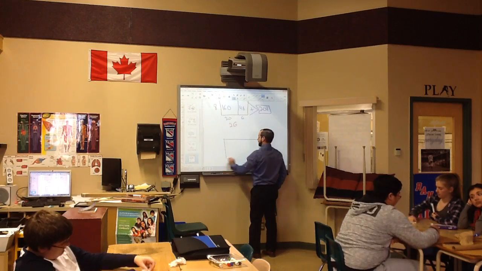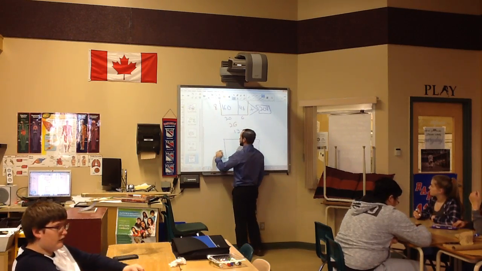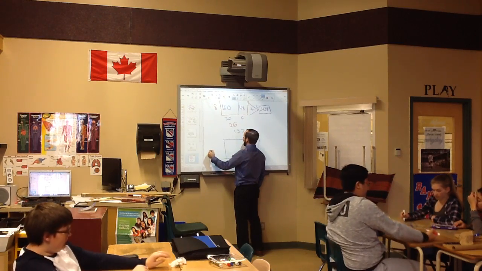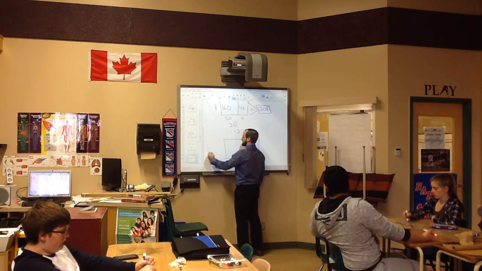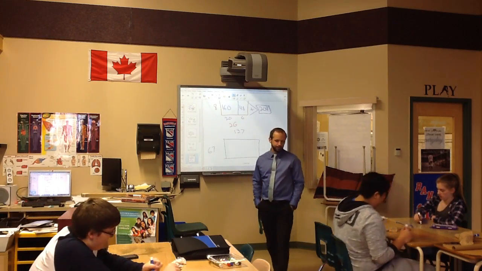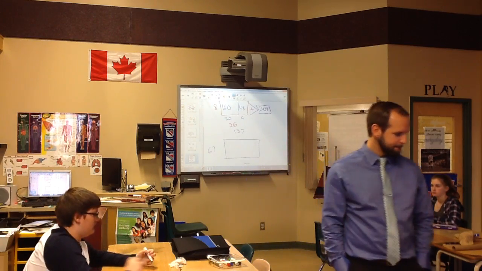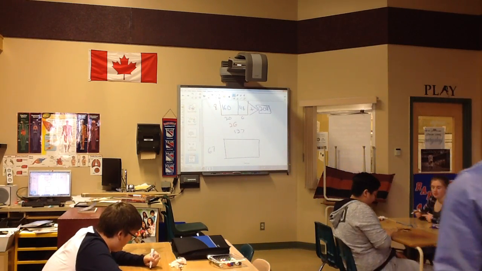Give me a 3-digit number. 127. Give me a 2-digit number, a higher number than 24. 67. Go. John's, oh, that's a small box.